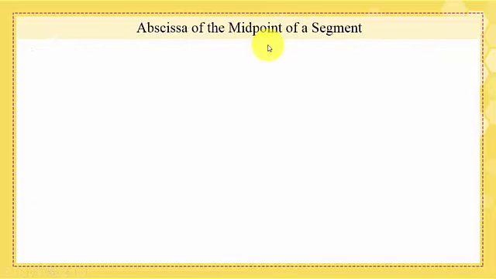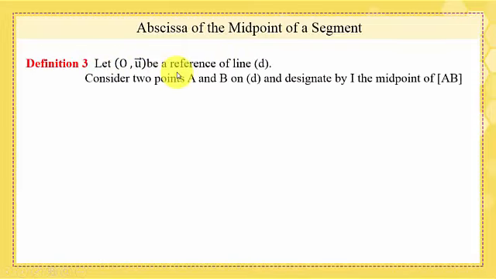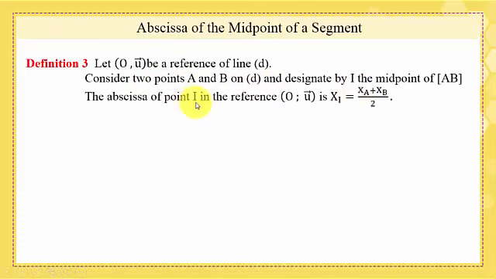Abscissa of the midpoint of a segment. Definition 3. Let (O, U) be a reference of line D. Consider the two points A and B on D and let I be the midpoint of AB. The abscissa of I in this reference is XI equals (XA plus XB) over 2. This is the formula of the midpoint of segment AB.